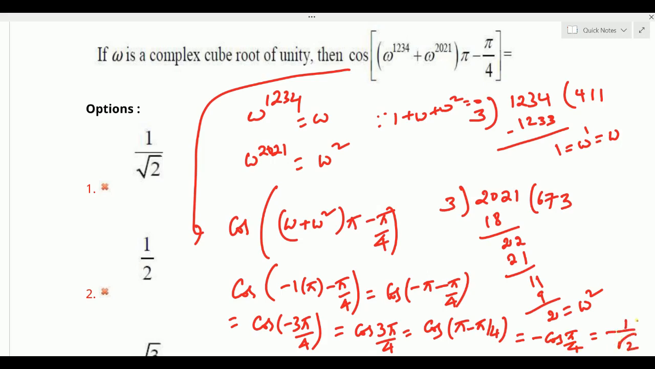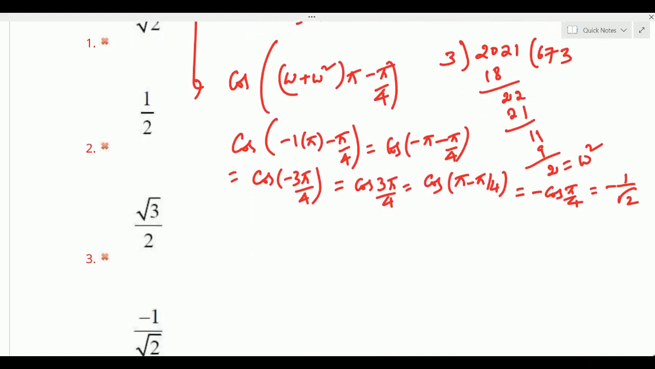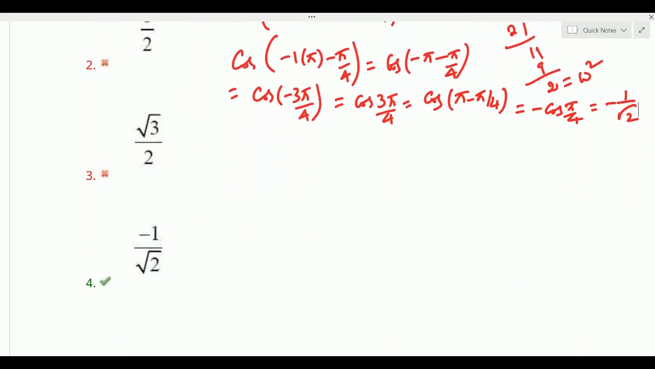ఇది మనకి వచ్చిన రిజల్ట్. That is not there in first two options. You can now look forward the next options. ఓకేనా, minus 1 by root 2 is there, that is the fourth option. That's it. ఓకేనా, సో ఇది చాలా సింపుల్. హైయెస్ట్ పవర్ ఆఫ్ ఒమేగాని ఎలా సింప్లిఫికేషన్ చేయాలో చెప్పాను.